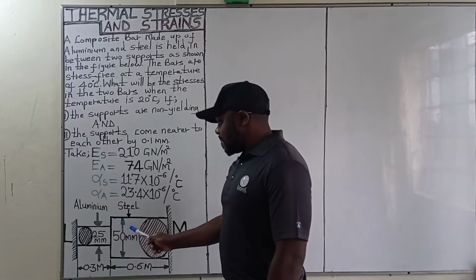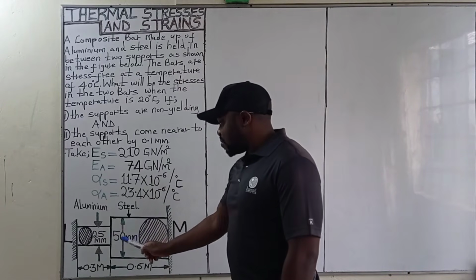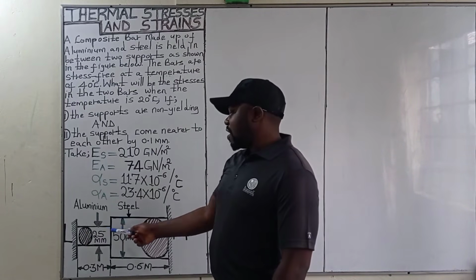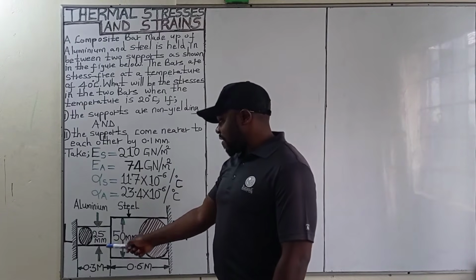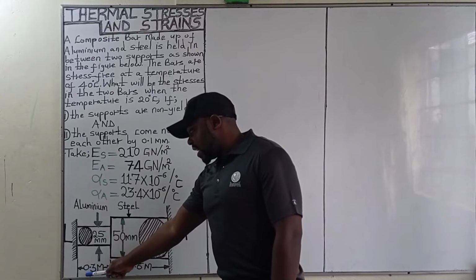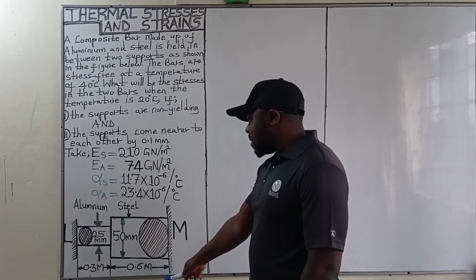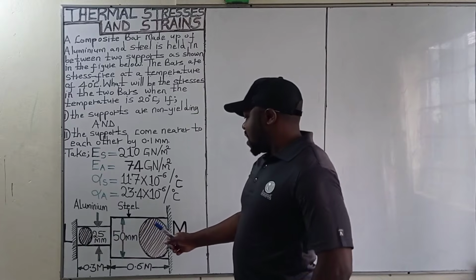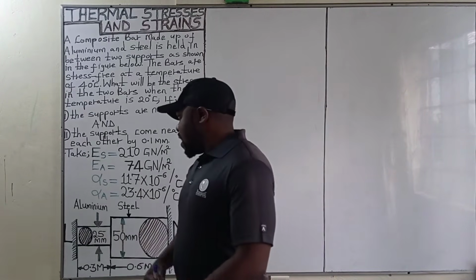This is the aluminium bar, this is the steel bar. The two circles are used to show that the cross sections of the two bars are circles. Diameter of the aluminium bar is 25 millimeters, that of the steel bar 50 millimeters. Length of the aluminium bar is 0.3 meters, that of the steel bar 0.6 meters. The supports holding the aluminium and the steel firmly together are supports L as well as M.